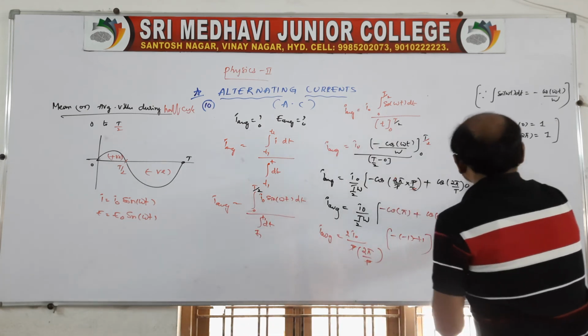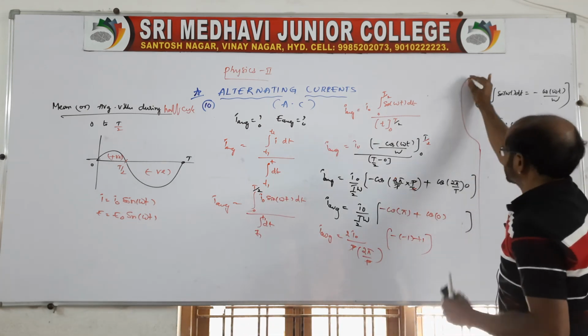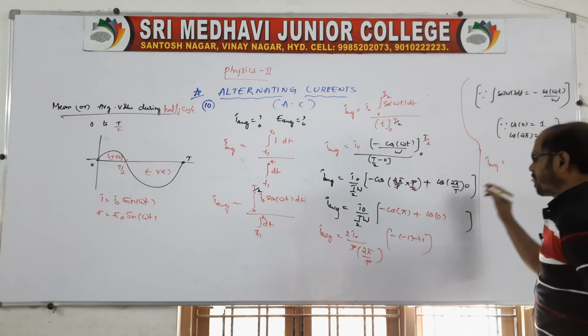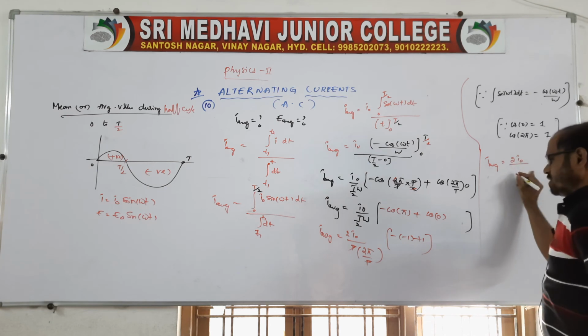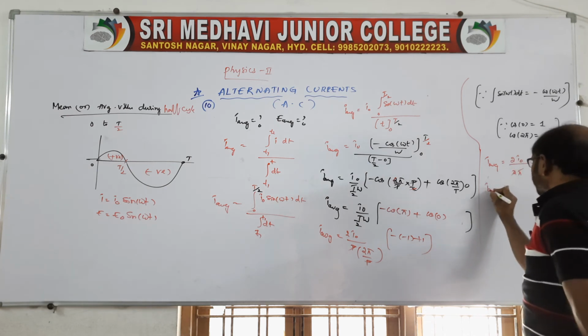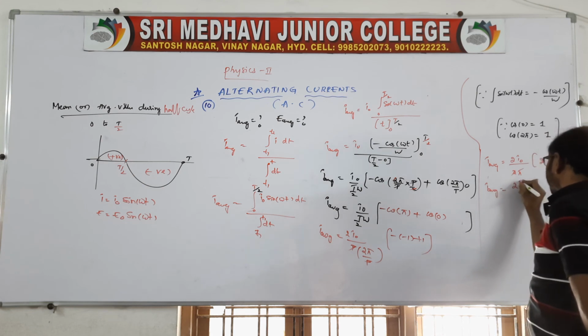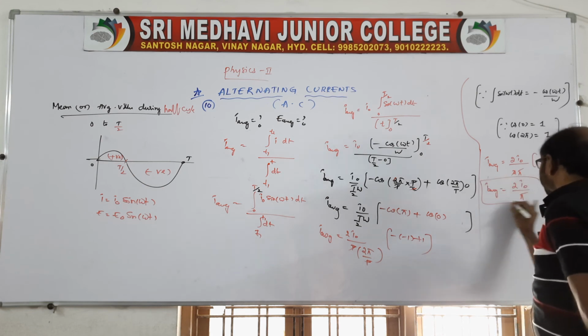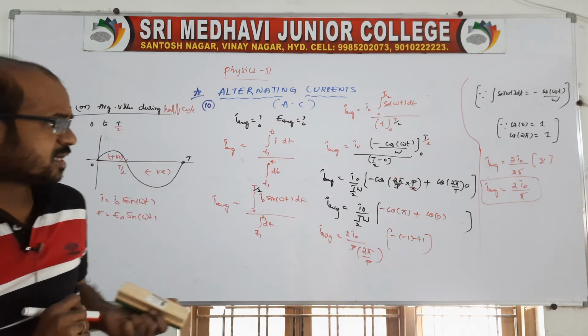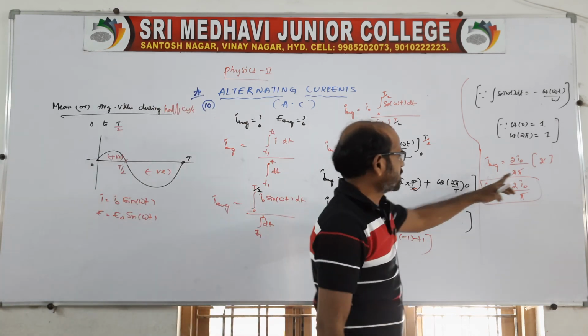So everything is the same. What I am saying, everything is the same, just the limits change. So I average is equal to 2 I naught by, right, 2 pi into, here we get the 2 to cancel. I average during the half cycle will be like this. During the half cycle, I average is equal to 2 I naught by pi.